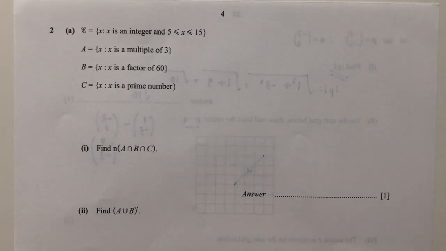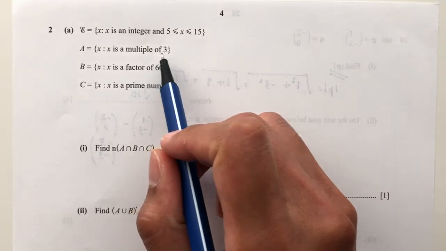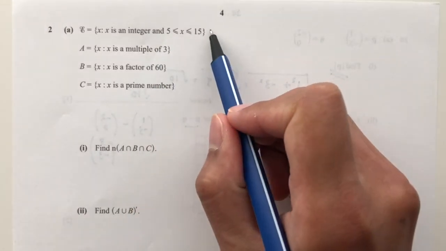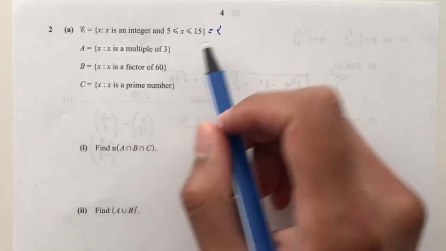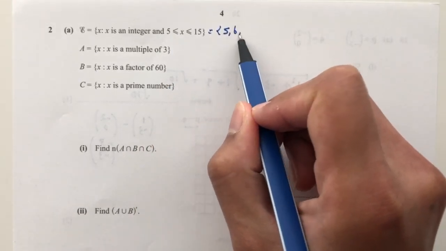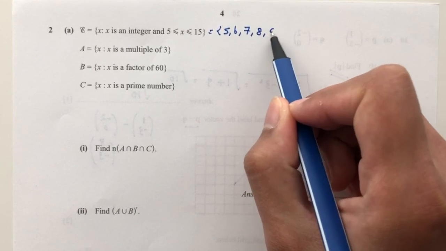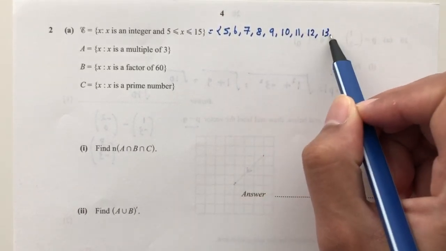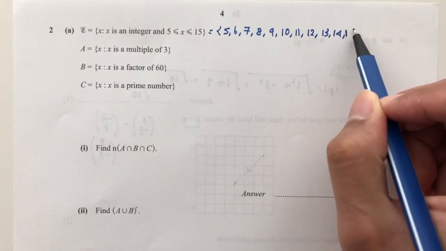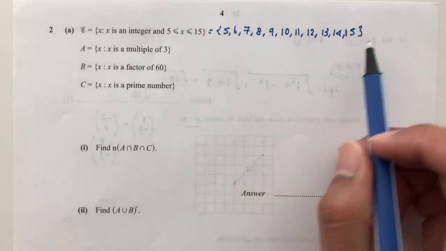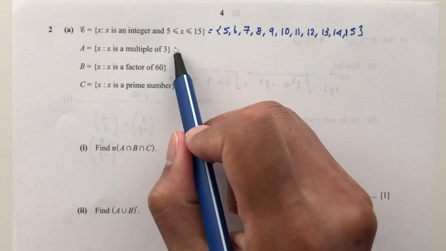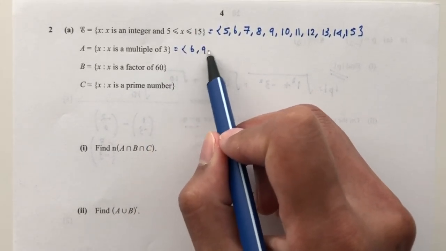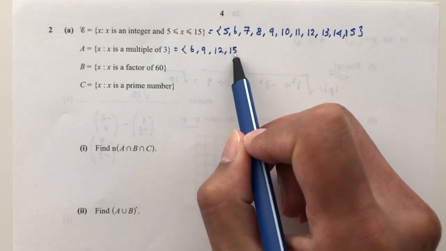Question number 2, we have part 1. X is an integer and is between 5 and 15 with those two inclusive. So what is the universal set? Let's write this down. We have 5, 6, 7, 8, 9, 10, 11, 12, 13, 14, and 15. Okay, this is the universal set. And this one, it is a multiple of 3, so you will have 6, 9, 12, and 15.